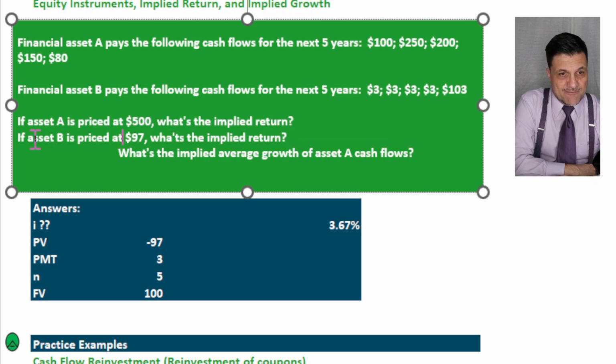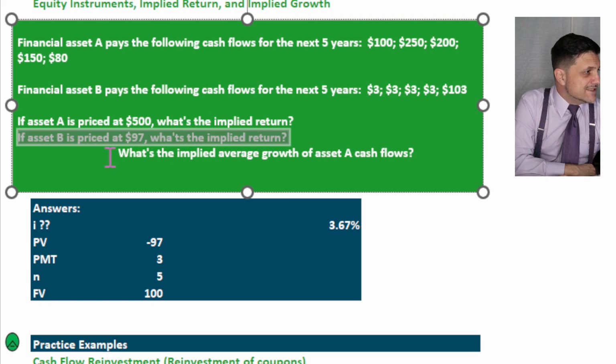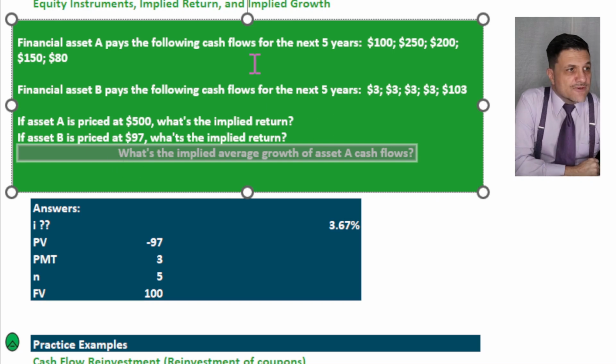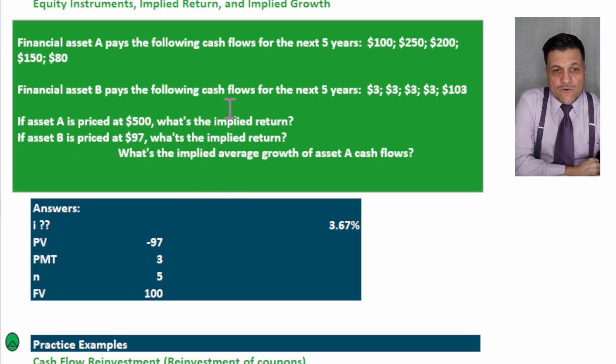If asset B is priced at 97, what is the implied return? What is the implied average growth of asset A cash flows? So first of all, you need to be able to explain those. What is the first question asking? What is the second question asking? What is the third question asking?